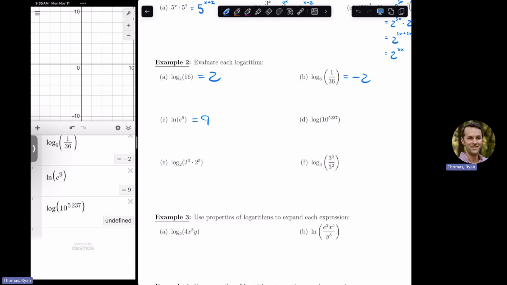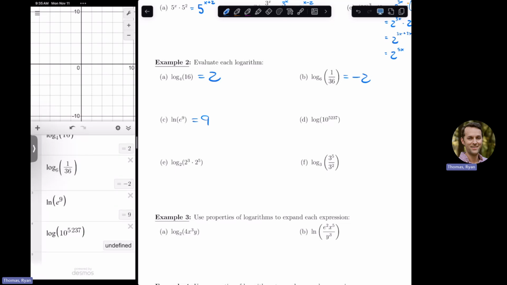Did you get some kind of error message on your calculator? Okay. Desmos says it's undefined. It's not really undefined. What's actually happening? About how big is 10 to the 5,237th power? Real big. Yeah. It's a 1 with, well, 5,237 zeros after it.